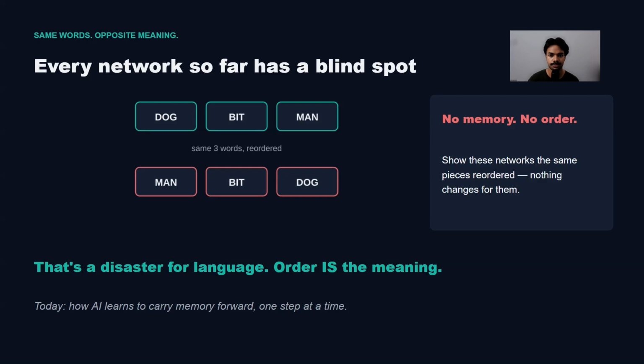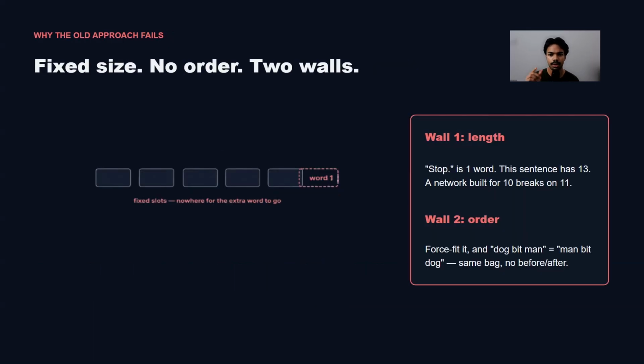Every architecture so far in the series looks at its input all at once. A CNN slides a window over a fixed image. A plain network takes a fixed list of numbers, fixed size, no order, done in one shot. Try to feed a sentence into that kind of network, and you hit two walls immediately. First one, sentences aren't a fixed length. Stop is one word. This sentence has 13. A network built for exactly 10 inputs breaks the moment you hand it 11.